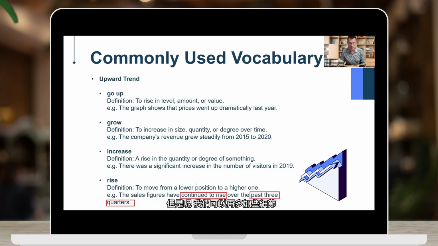However, we could improve the level of detail in this description by inserting an adverb after the word rise. If the rise is slow, then we could say continued to rise gradually. If the rise is fast, we could say continued to rise rapidly. But again, always talk about not just what is happening, but how much it is happening.